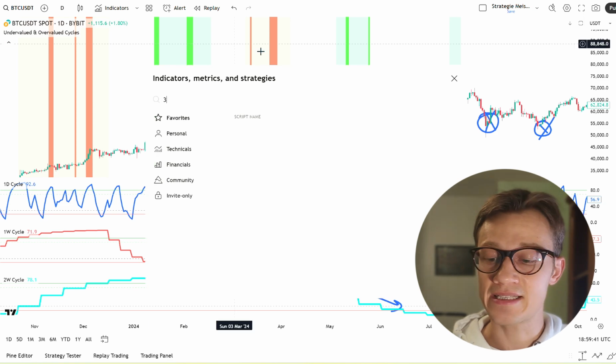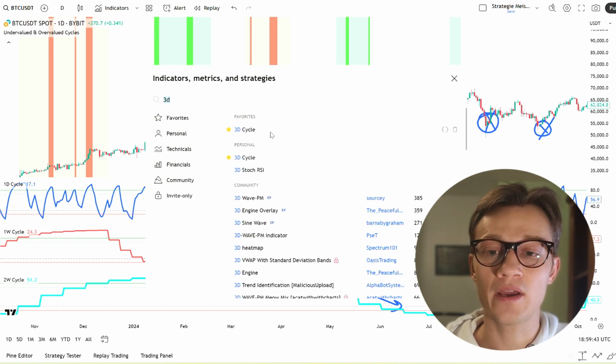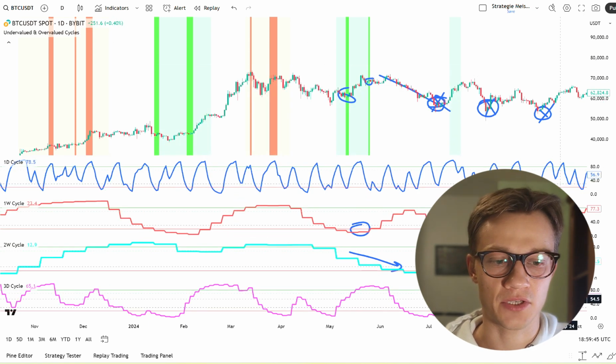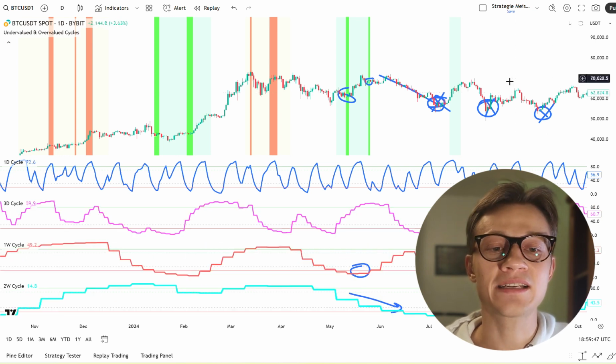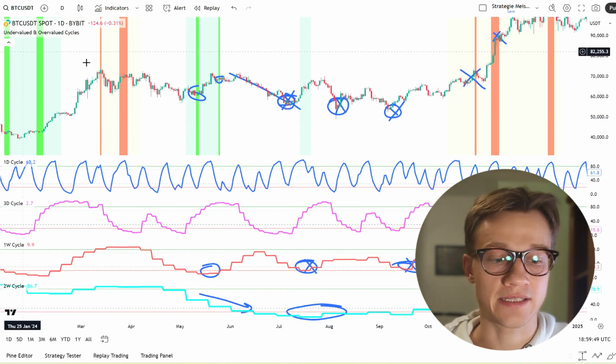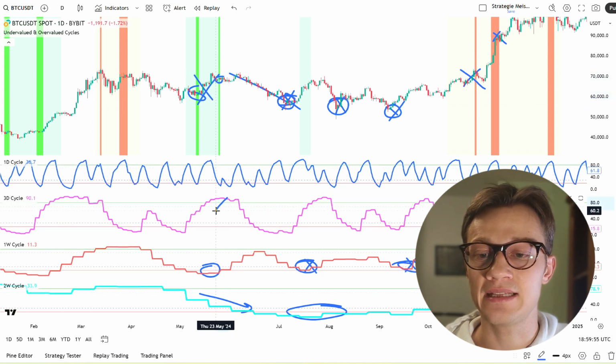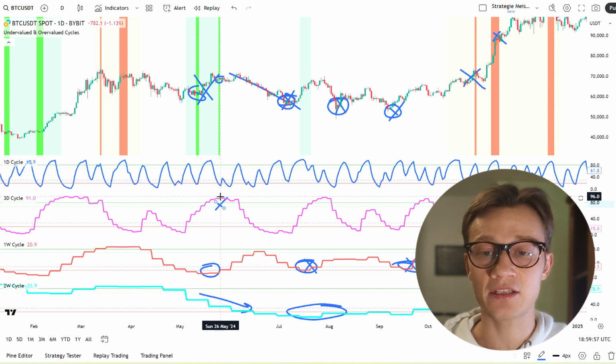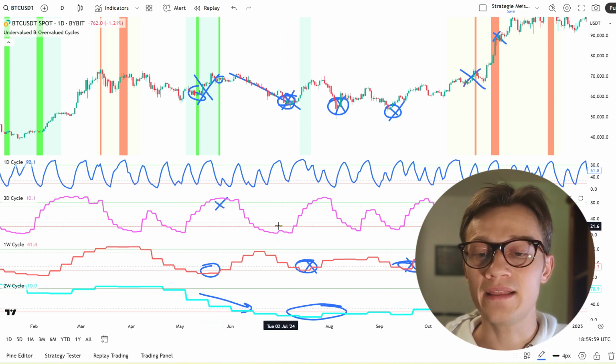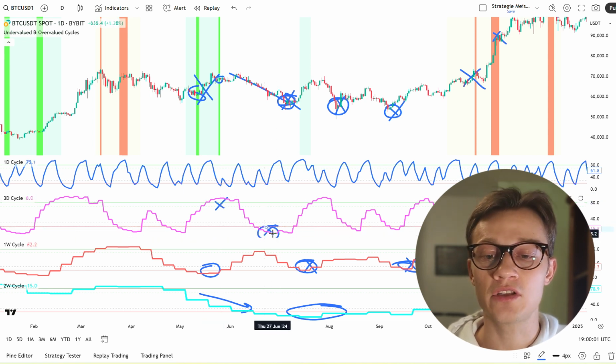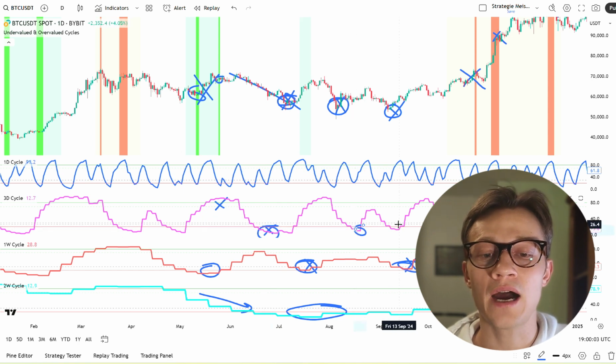Now, in order to increase the accuracy of the signals, I can add a 3-day cycle indicator on the screen. The 3-day cycle indicator filters out even more signals. So for example, this signal would not be possible if we were to consider the 3-day cycle, because the 3-day cycle was at the top, and we want to buy when all the indicators, or at least the majority of them, are close to 20 or already rising.